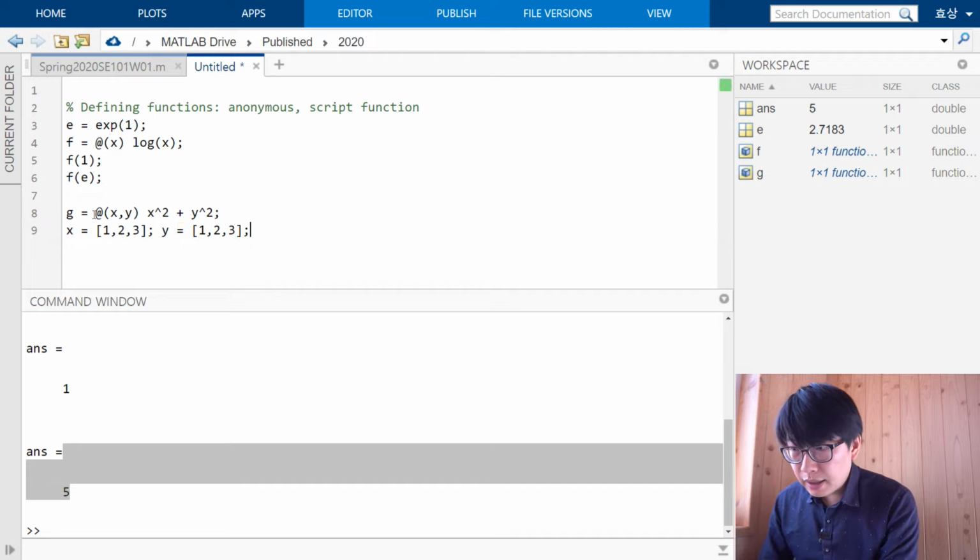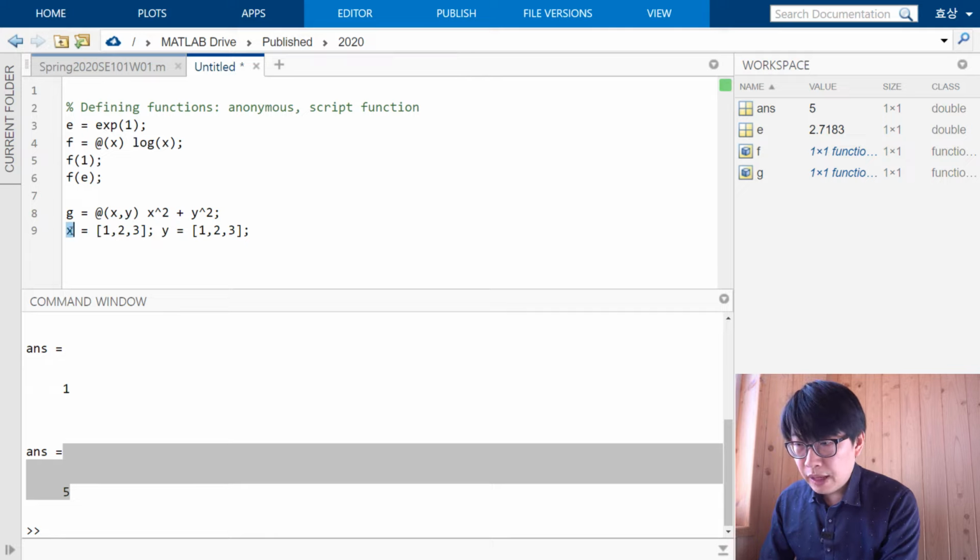By the way, the x and y used for the definition of g do not conflict with the x and y outside. These are temporary variables. Even though I use x inside the definitions of f and g, and also y, you see that the workspace doesn't contain x and y as variables, so they are not used in the entire script.